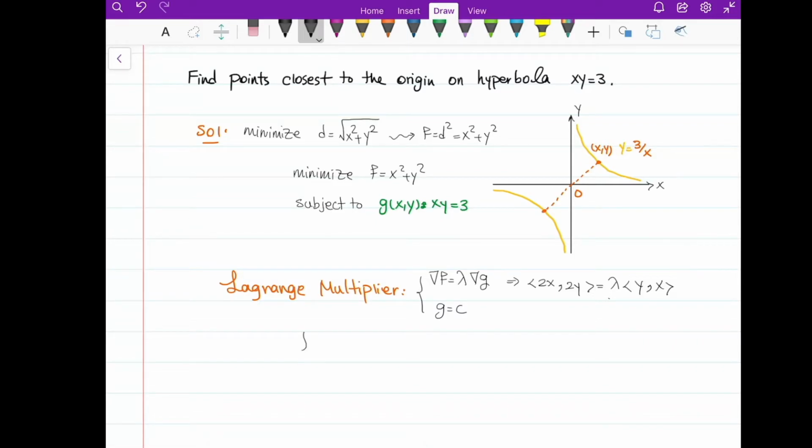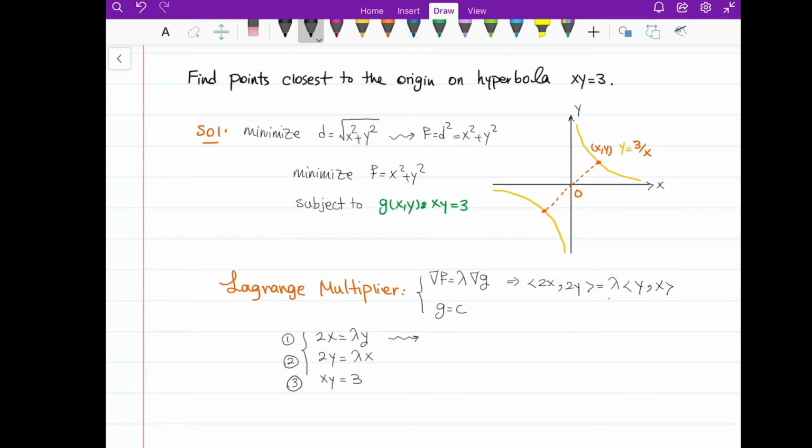So let me write the system of equations that I need to solve. The first coordinates are equal to each other, so 2x is lambda y, and then 2y is lambda x, and then g equals c, so xy equals 3. I need to solve this system of equations. I have 3 equations: 1, 2, 3.